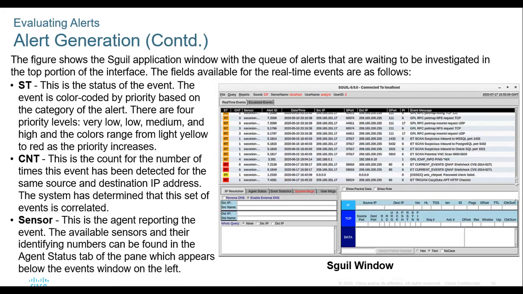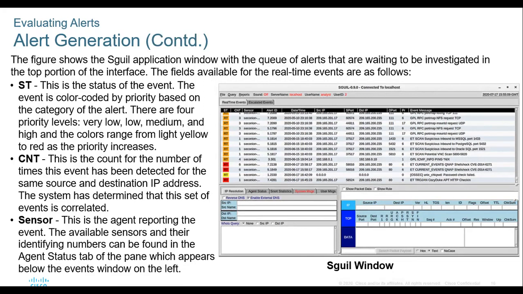So ST means what? Status. So this is the status of the event. The event is color coded by priority based on the category of alert. There are 4 priority levels: very low, low, medium, and high.